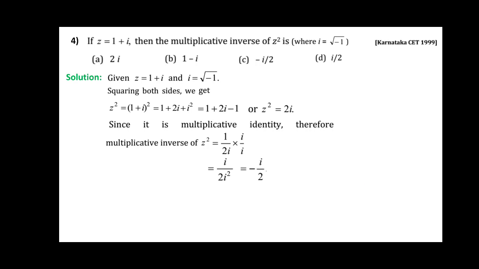Students, whenever you want to find the multiplicative inverse of a complex number, if that complex number is present in the denominator, then you have to consider the conjugate, that we have to multiply and divide here. So if it is only i, we can multiply and divide by i only. So after all the simplification, we have the multiplicative inverse of z square equal to minus i by 2. Therefore the right option is C.